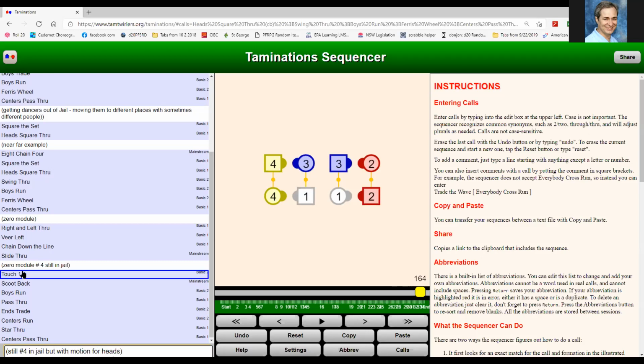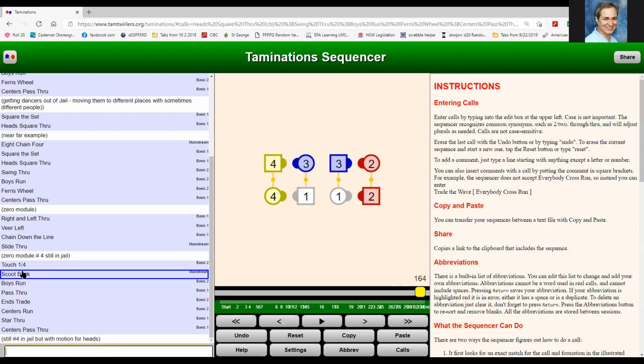So the first one, don't call this one Mel, but the first one is just the opening where we did the swing through, boys run, Ferris wheel, centers pass through. Okay. Now we can insert a technical 0 and change the grid.